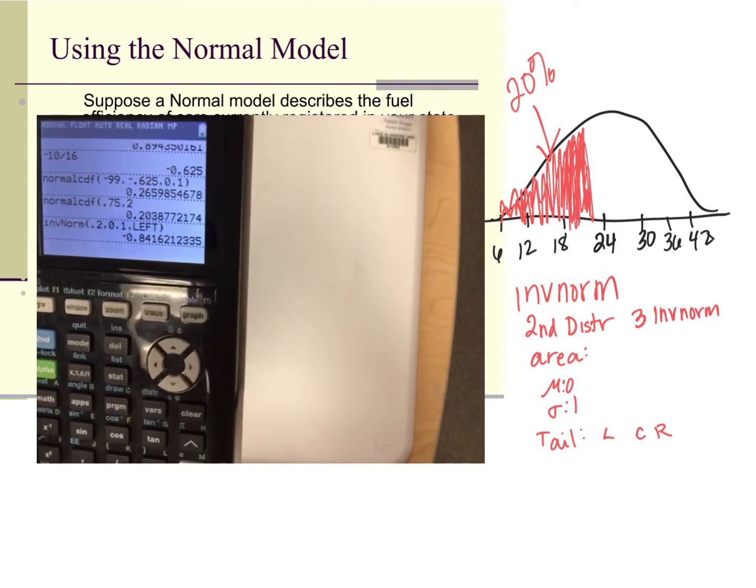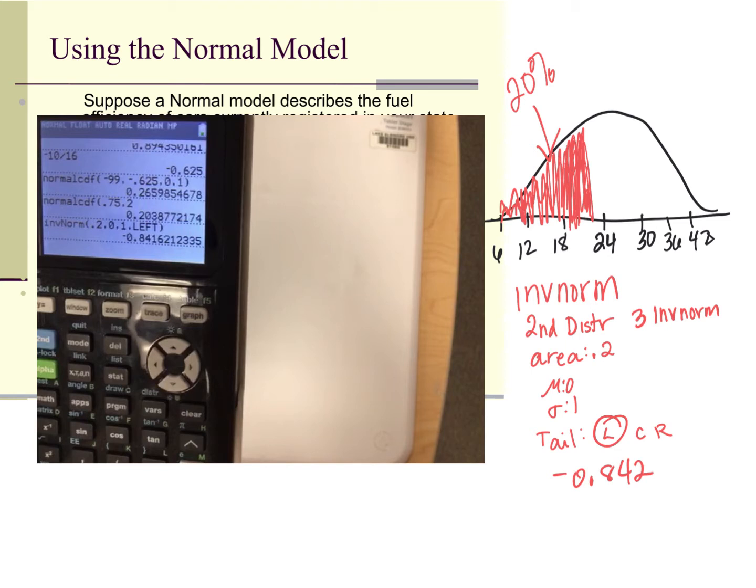So I had 0.2. I chose left. And then it's negative 0.842. Now, with inverse norm, I usually use about 4 decimal places. So we may do that. Your calculator, how many of you did not have the left, center, right option? A couple of you. Okay. So when you don't have the left, center, right option, you're always going to put in the left percentage. That's what it does. It'll calculate from 0 to the number you gave it.